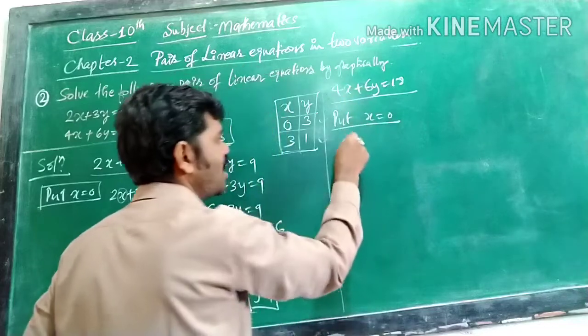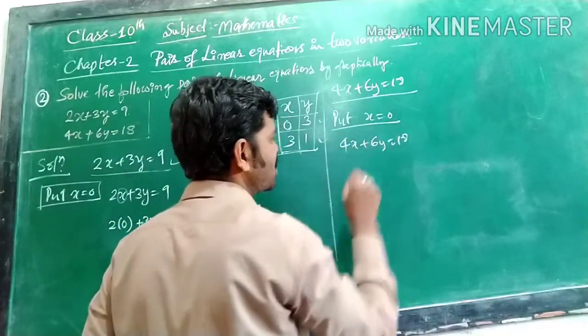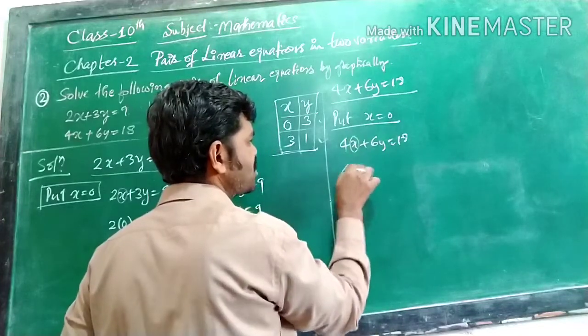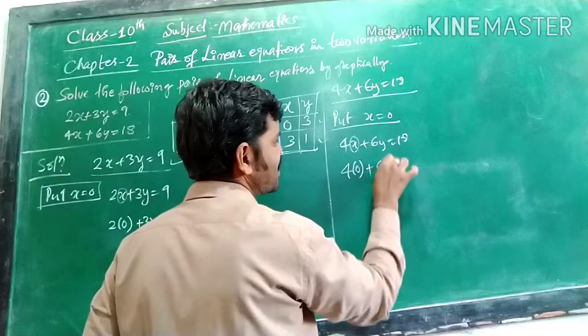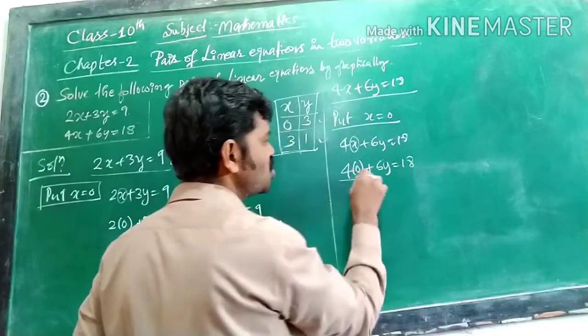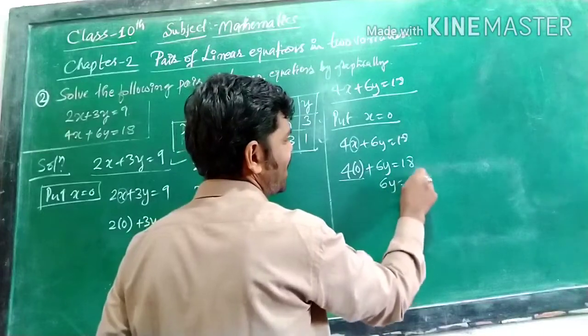What is going to happen? 4x plus 6y is equal to 18. This is the original equation. The value of x is 0. What remains here? 0 multiplied by 4, that is 0 itself. 6y is equal to 18.